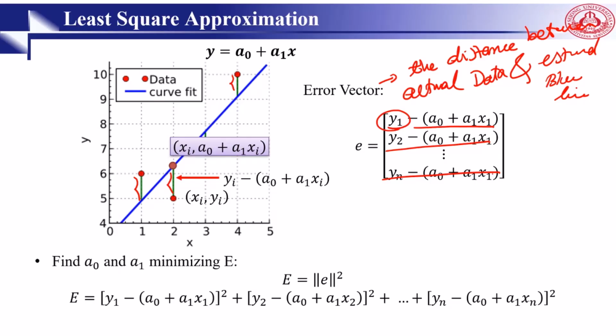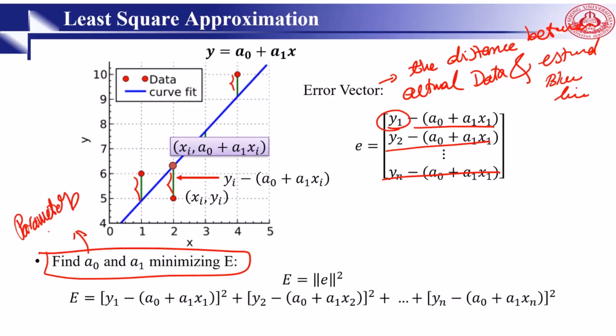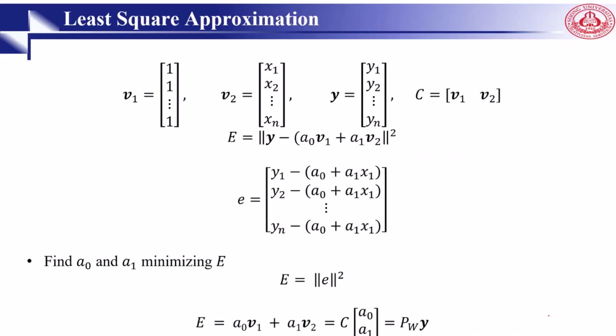Our main objective is here. We want to find a0 and a1. These are called parameters, in such a way that this error is minimized. We want to minimize it. It means we want to adjust the line in such a way that the distance between data points and line is minimized. And E will be defined like this: y1 minus predicted one, actual minus predicted, actual minus predicted.